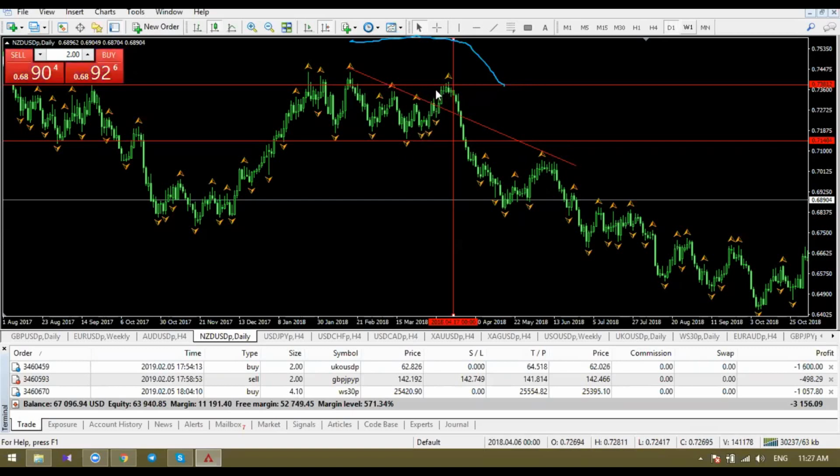Like here, I noticed this high is higher than this high, and this high is higher than this one. So, according to this factor, I should open a buying order.